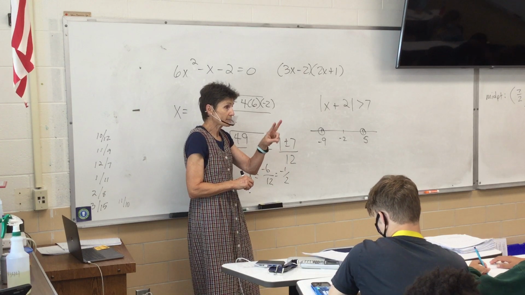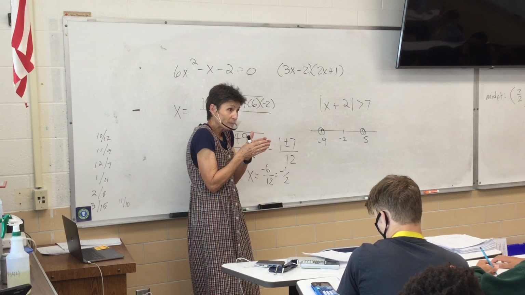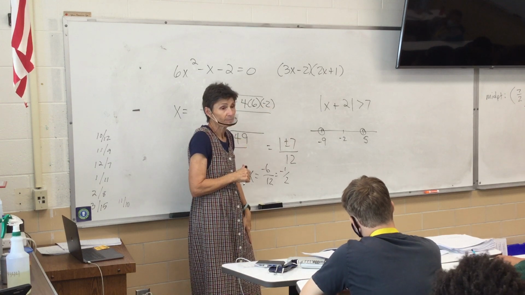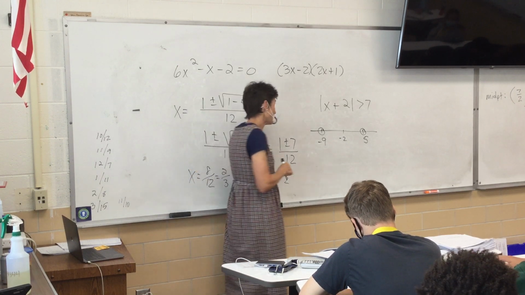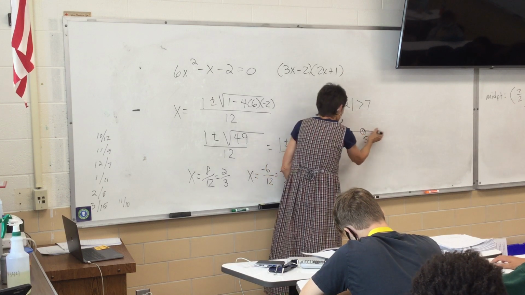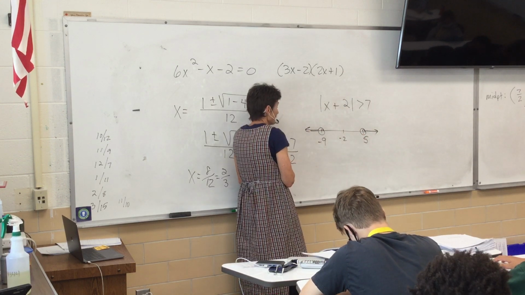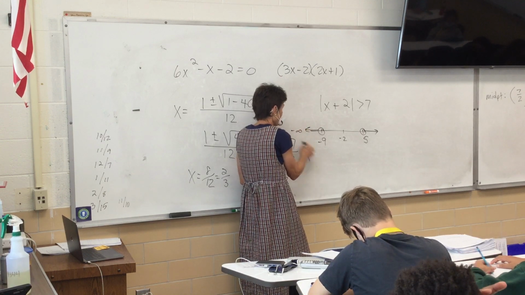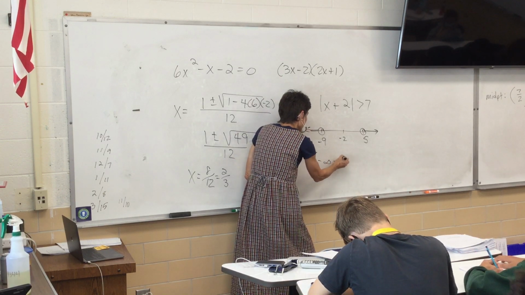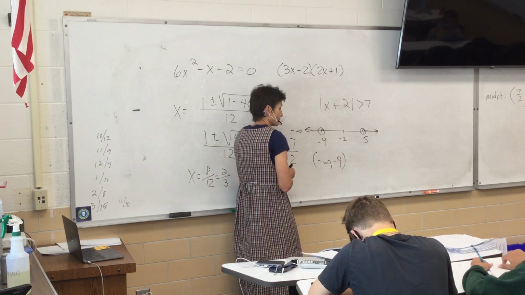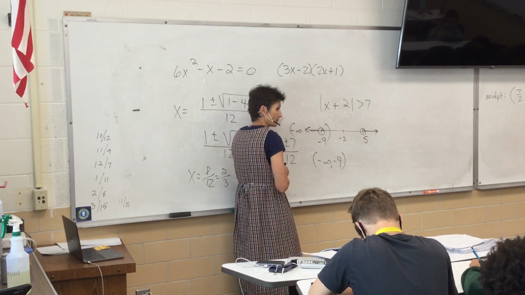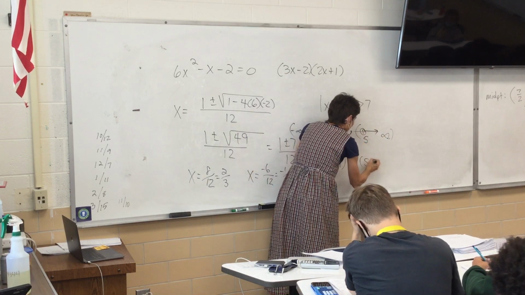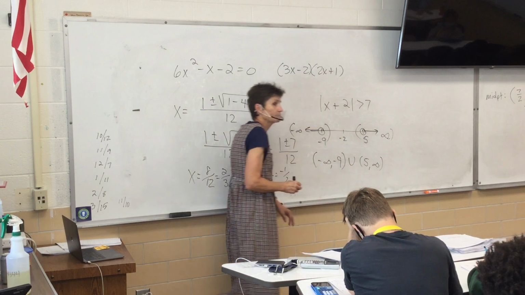So with 2 dots, I'm always going to shade between them or outside of them. Which way is it? I'm going to shade out. Why am I going to shade out? Greater than. So as an interval, I have to remember this is negative infinity. So negative infinity, negative 9, right there. And then 5 and positive infinity.